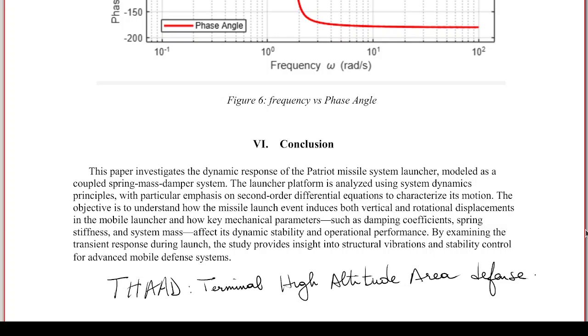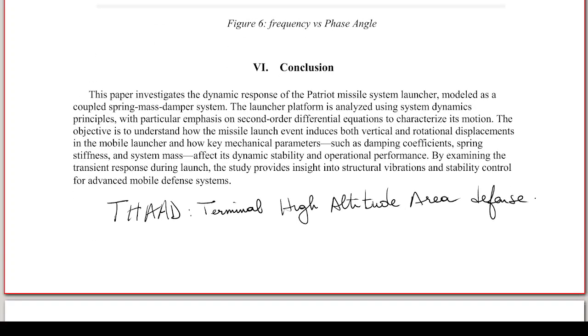mobile defense systems. If we have the opportunity to further this investigation, we would study a THAAD system, which is the Terminal High Altitude Area Defense, also a mobile missile system, but one that can reach a higher altitude than the Patriot missile system.